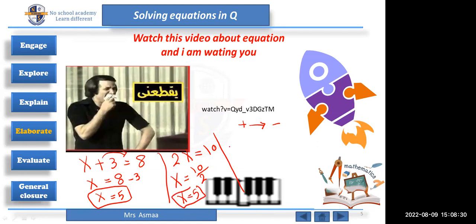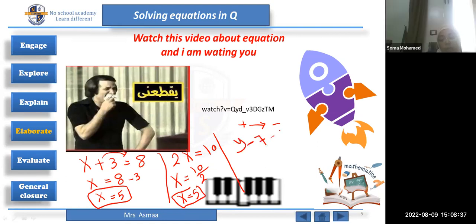If I have y minus 7 equals 2, how can I get the value of y? Jana, what should I do to get the value of y? Do you remember how can I get it? Jana, do you know?